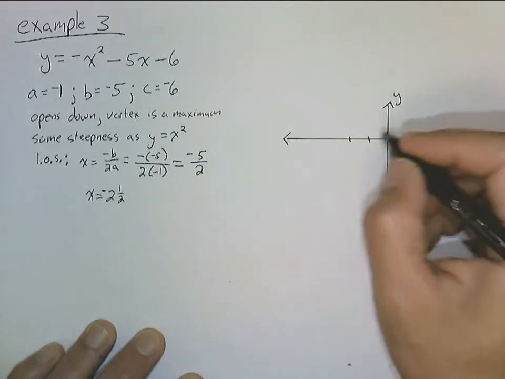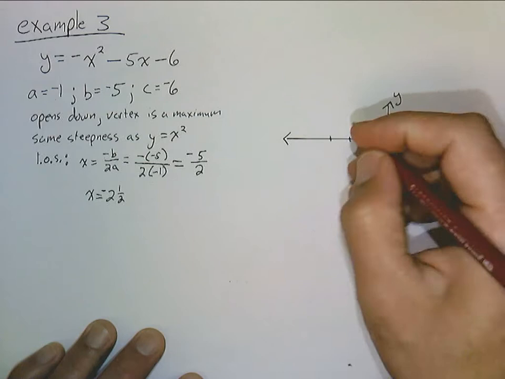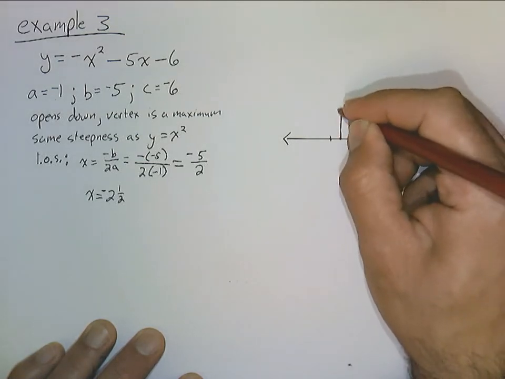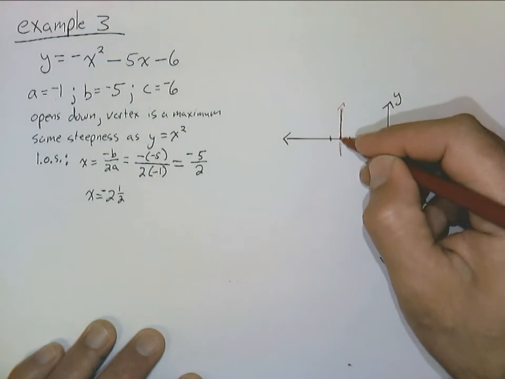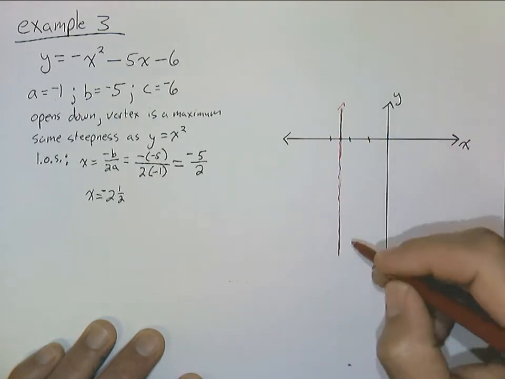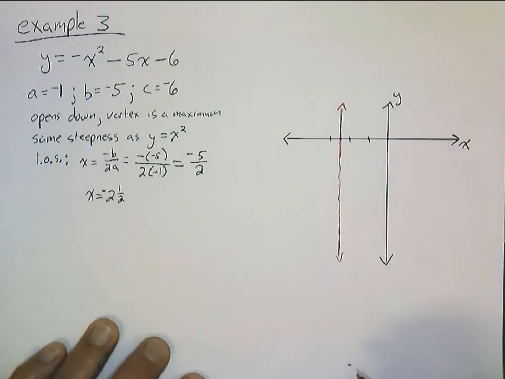so we want to go over here, negative 2.5, which would be right here, and that's where our line of symmetry is going to be. I'll put in a vertical line in a different color just so we don't confuse it with the y-axis. So there's the line of symmetry.